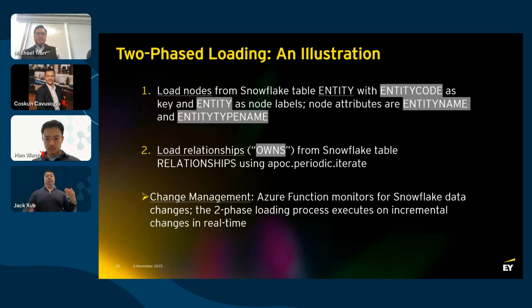So basically, for the nodes phase, the key properties were entity name and entity type name, and the labels were just one label, Entity, and we had a unique ID by entity code. And for the second phase, we only included the owns relationship, and then we also included the specific percentage that a particular entity owned the other entity. So if we move to the next slide.